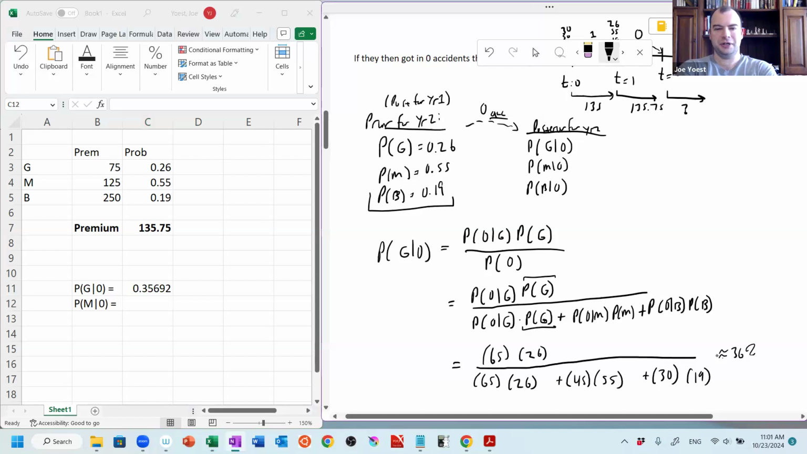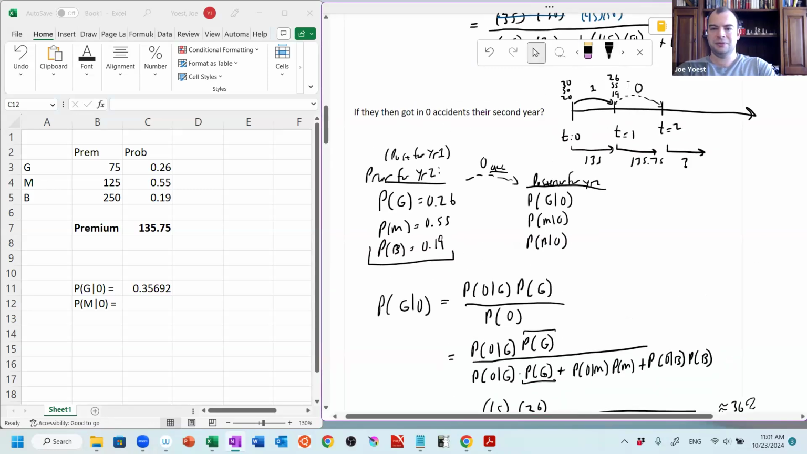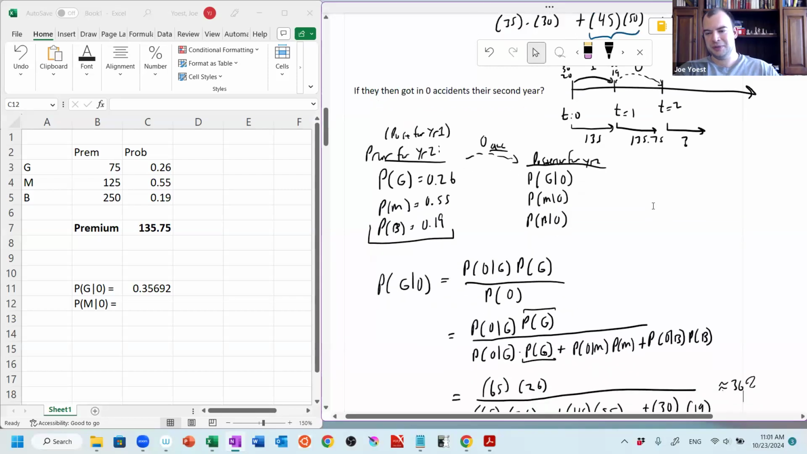So my posterior for year two, that takes my prior for year two, which was the posterior for year one, and incorporates this one new piece of information. The person got in 0 accidents for this second year of driving, is 0.36 for probability of good.